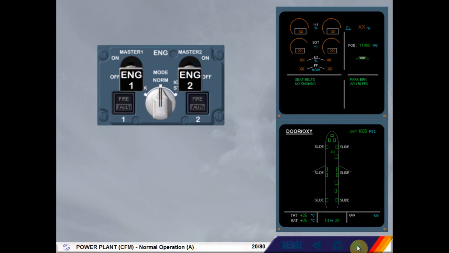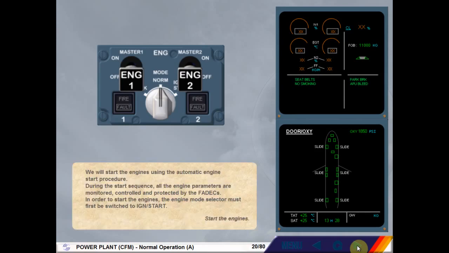We will start the engines using the automatic engine start procedure. During the start sequence, all the engine parameters are monitored, controlled and protected by the FADECs. In order to start the engines, the engine mode selector must first be switched to ignition start. Start the engines.